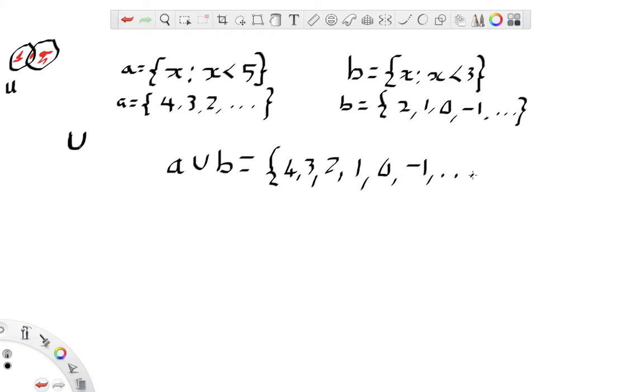But obviously, if we keep going here, minus 15 will be in A, but minus 15 will also be in B. Because A was the integers less than 5, and B was the integers less than 3. So, in fact, all of the negative numbers will be in A and B. So we don't have to write them twice, we only have to write them once. So that's A union B.